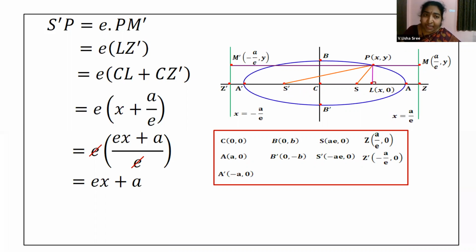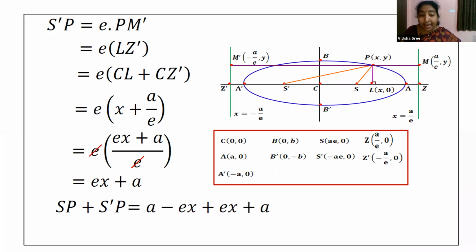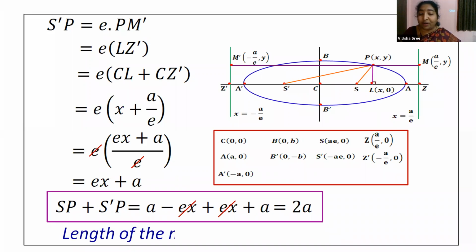Now, what is that we need to calculate? SP plus S dash P. We need to calculate this, isn't it? Now, when we do that, we'll just substitute the values, children. SP, we got it as A minus EX, and S dash P, we got it as EX plus A. Now, minus EX plus EX, both get cancelled. We are left with 2A. What is 2A? 2A is a constant. And it also gives you the length of the major axis, isn't it? So we can say SP plus S dash P is nothing but length of the major axis, which is equal to 2A. And at the same time, it is a constant.